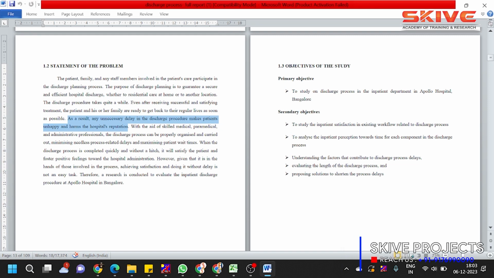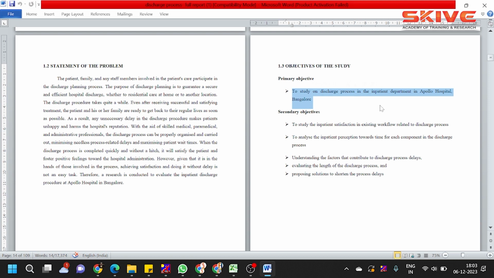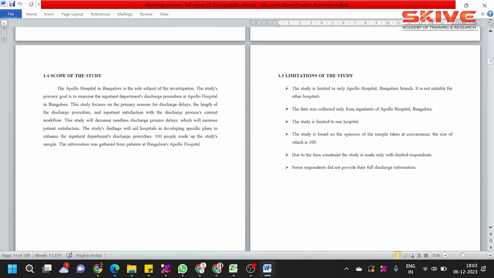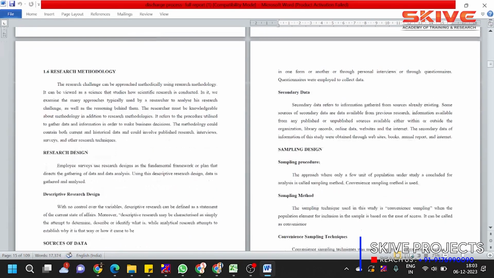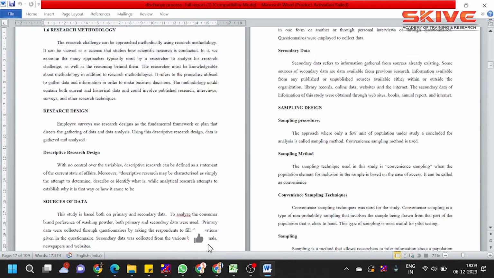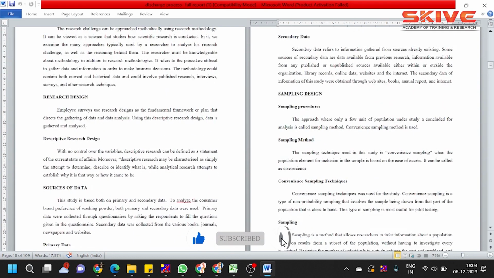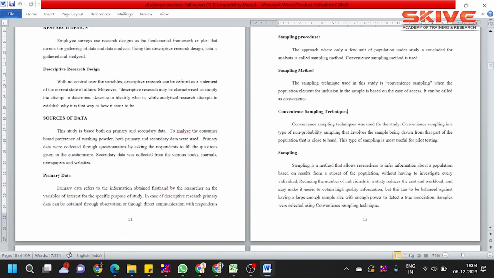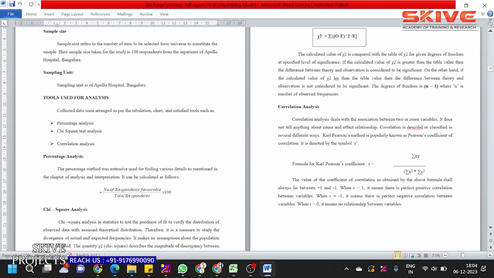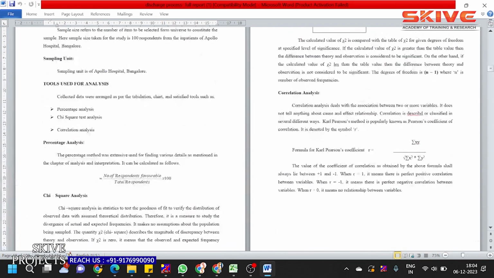So this is the statement of the problem, and coming to the objectives of the study, there is a primary objective. The primary objective is to study the discharge process in the inpatient department of Apollo Hospital from Bangalore. The secondary objectives are listed as well. Coming to the scope of the study, this is the scope and the limitations of the study, and research methodology, research design, and source of data. The primary data is where the data is collected, then secondary data, sampling design, sampling procedure, sampling method, and what tools are used for analysis. We use three tools: percentage analysis, chi-square test analysis, and correlation analysis. These are all the tools we use for this.